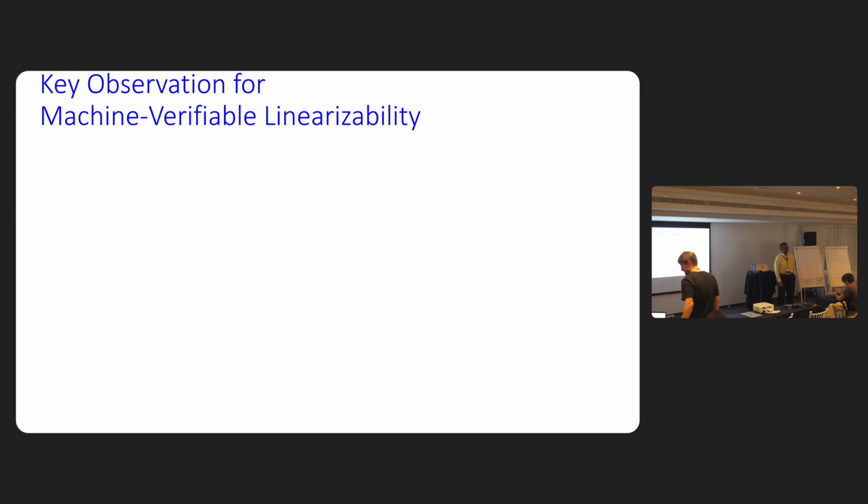Okay, so let's resume. We are at a good point. Now let's develop our theory, our proof method. What's the key insight for our proof method of how to obtain machine verifiable linearizability? Here it is.